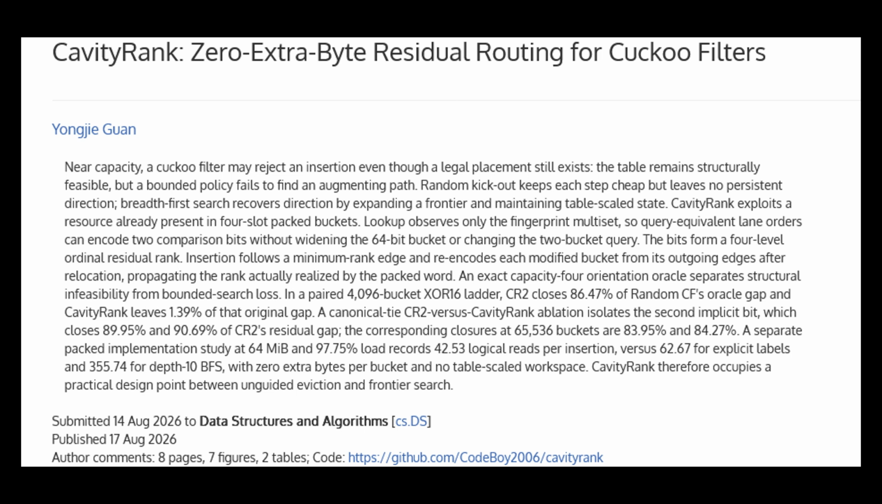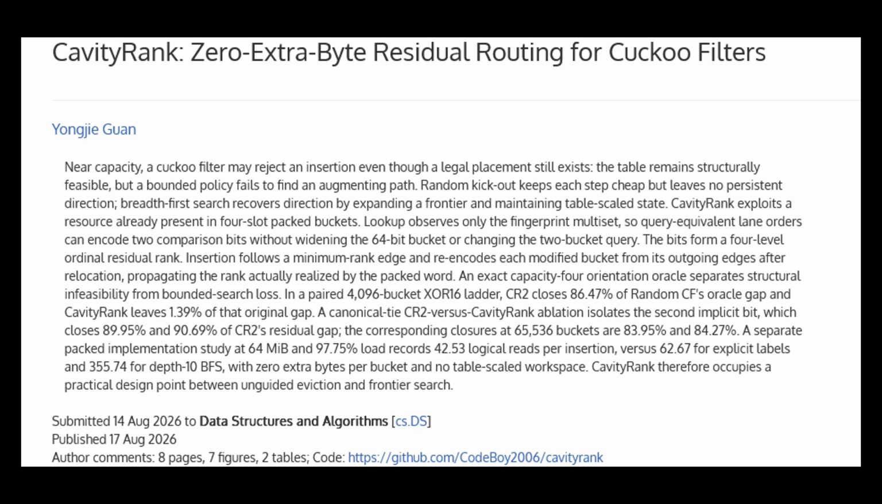After relocating a fingerprint, CavityRank updates the rank of the modified bucket based on its new outgoing edges. This is crucial. The rank reflects the graph that actually exists after relocation, not what was there before. The algorithm recomputes the rank from the bucket's current fingerprint arrangement and encodes it in the lane order. This creates a feedback loop. Each bucket's order encodes information about the quality of its outgoing edges, insertion follows better paths, and after each modification the rank is refreshed to maintain accurate guidance.